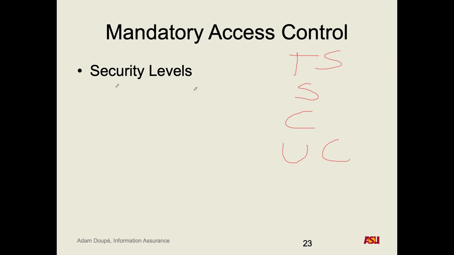There's the thought of subjects and objects. What can a subject with a certain classification level do, versus I'm going to create some object. Who do I want to be able to see that? Okay. So then we talked about what are some of the problems with this model of just having these four levels. Let's come up with some more examples.